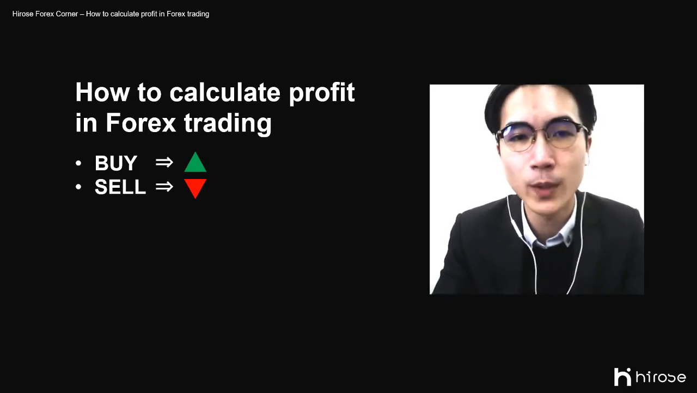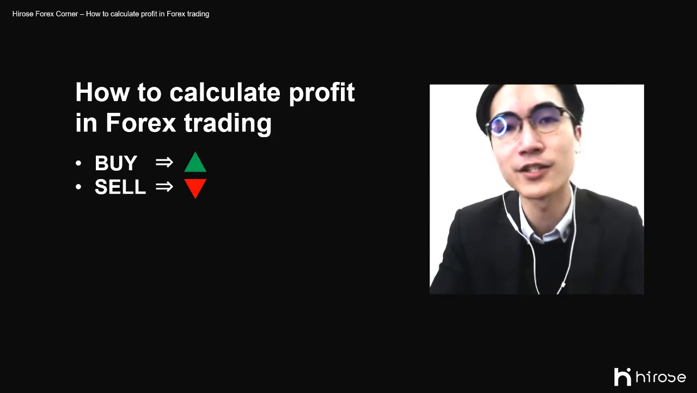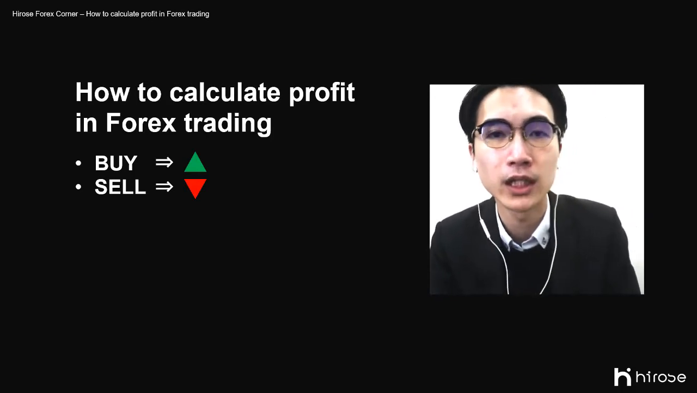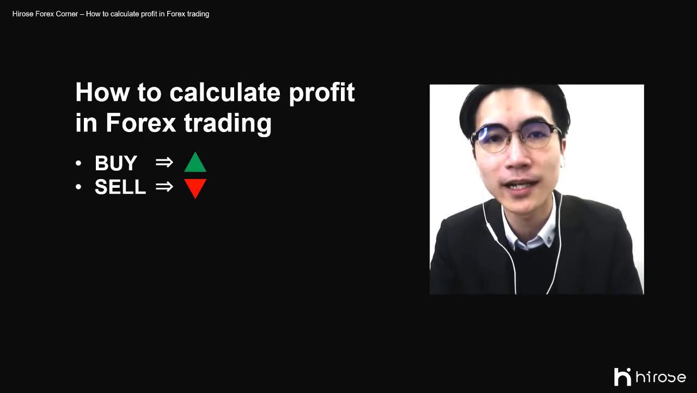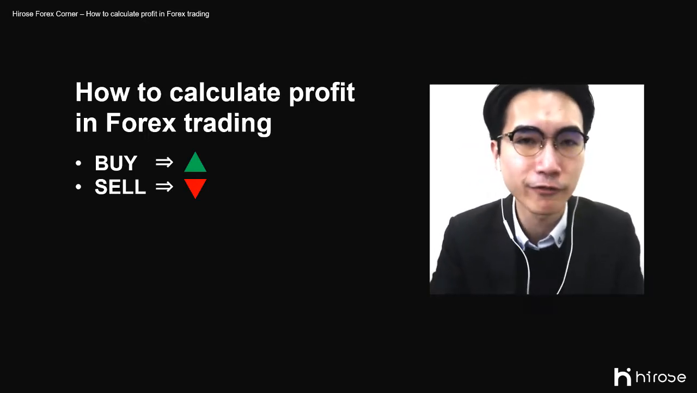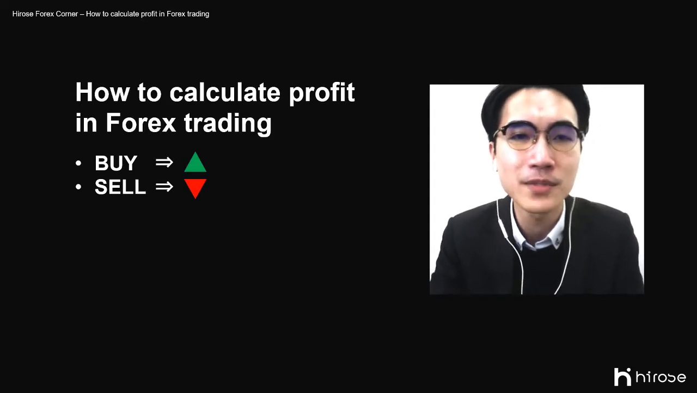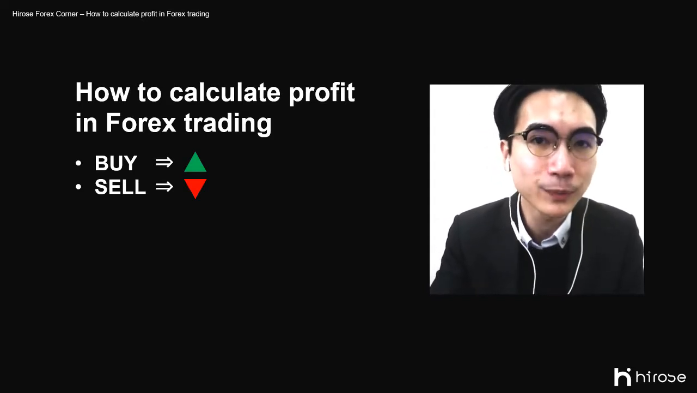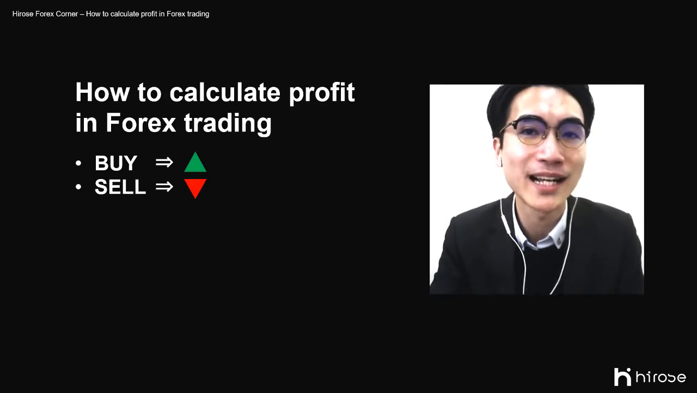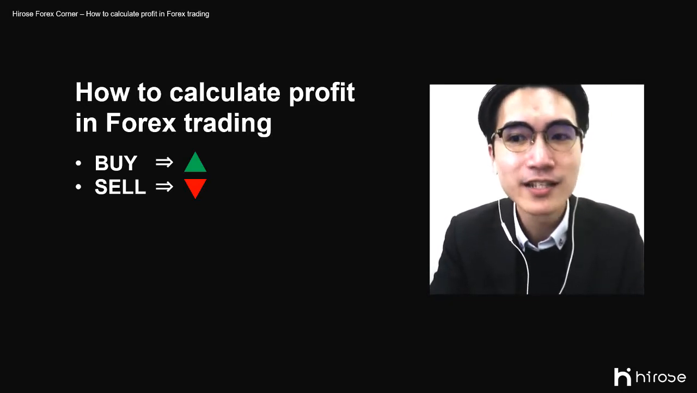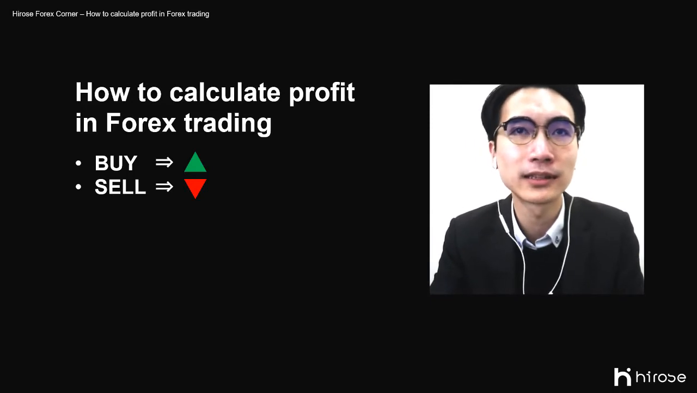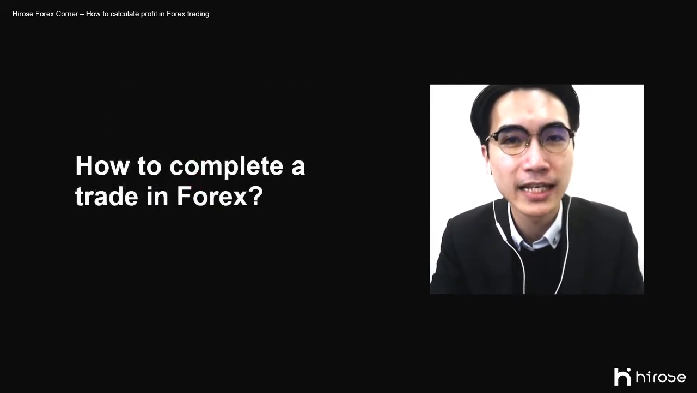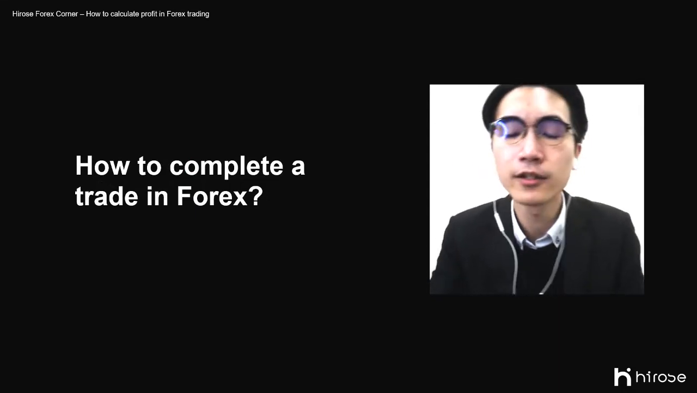In binary option, when you are expecting the price to go up, we simply say high, and if we are expecting the price to go down, we say low. It's just a different term here, so the meaning is the same. So buy means that you are expecting the price to go up, and sell means that you are expecting the price to go down. Next we will just understand how do you complete a trade in Forex trading.